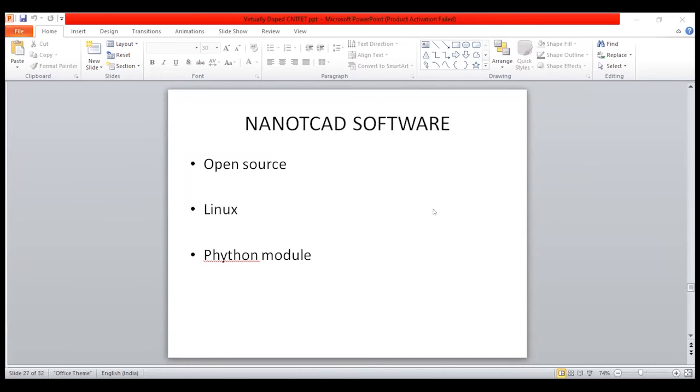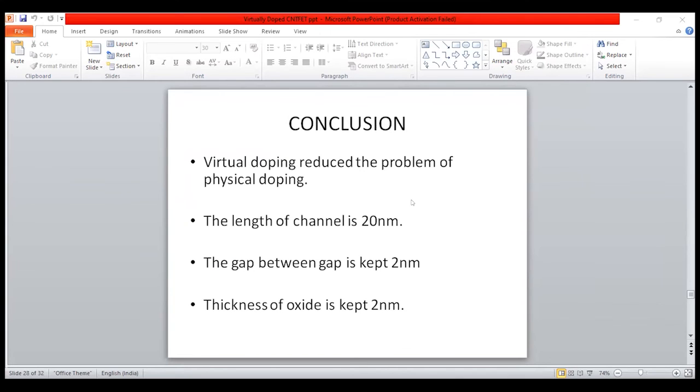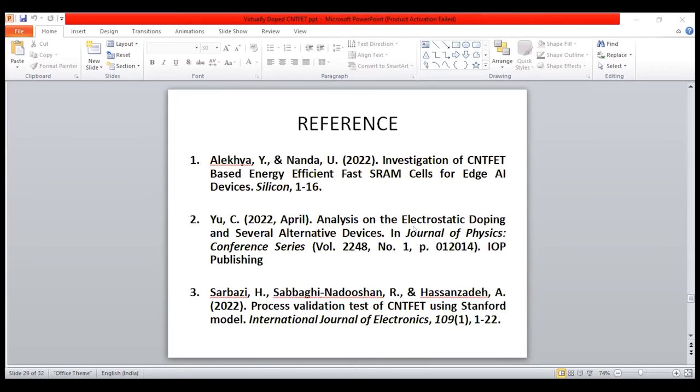I have used NANOTUBE software. It is open source software which runs on Linux, CentOS, or Ubuntu, and under it we run Python module files. The conclusion: virtual doping reduces the problem of physical doping. The length of the channel is 20 nanometers, the gap between the gates is kept at 2 nanometers, and the thickness of oxide is kept at 2 nanometers.